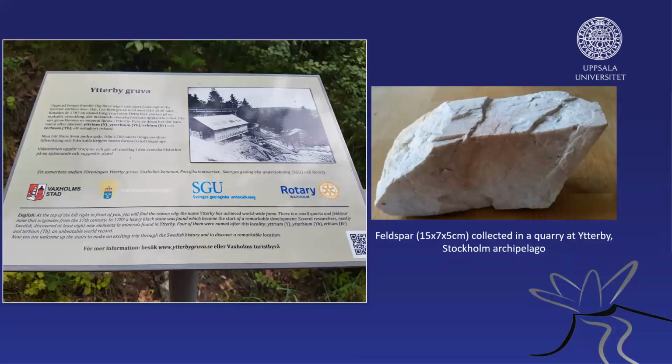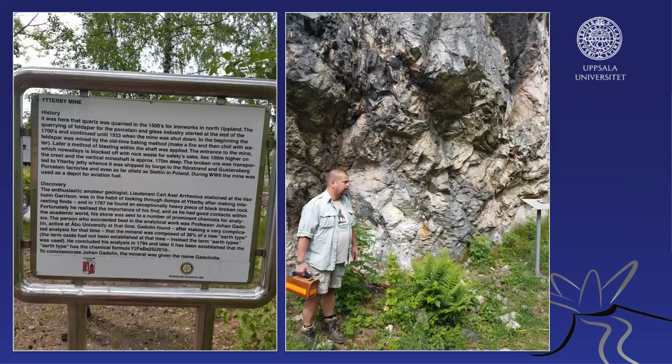And you had a mine. Apparently it looked like that. And you can still find something like that. That's a feldspar, 15 by 7 by 5 centimeters. That's a nice feldspar. It's on my balcony. So the point is, it looks like that. I could just leave you to read the sign on the mine, but I will just give you the basic info.